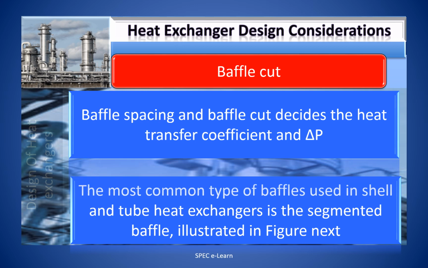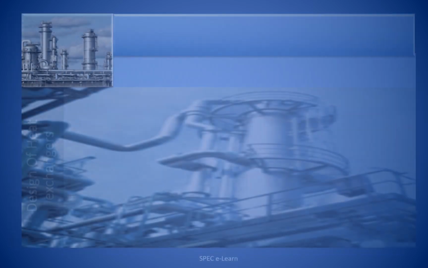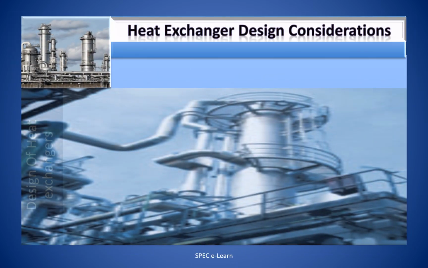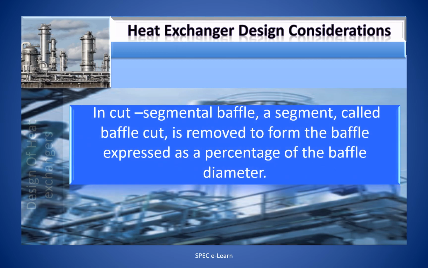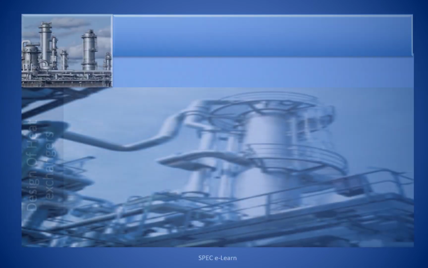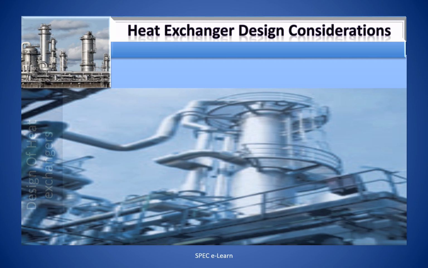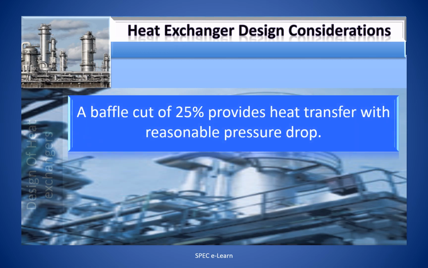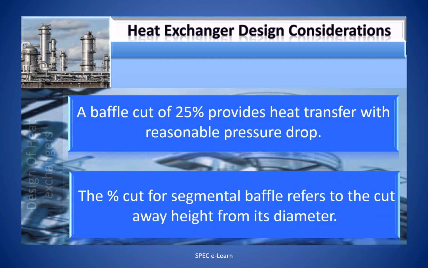The most common type of baffle used in the shell and tube heat exchanger is the segmental baffle, which is illustrated in the figure next. In a cut segmental baffle, a segment called the baffle cut is removed to form the baffle, expressed as a percentage of the baffle diameter. Baffle cuts from 15 to 40% are normally used. A baffle cut of 25% provides heat transfer with reasonable pressure drop. The percent cut for a segmental baffle refers to the cutaway height from its diameter.